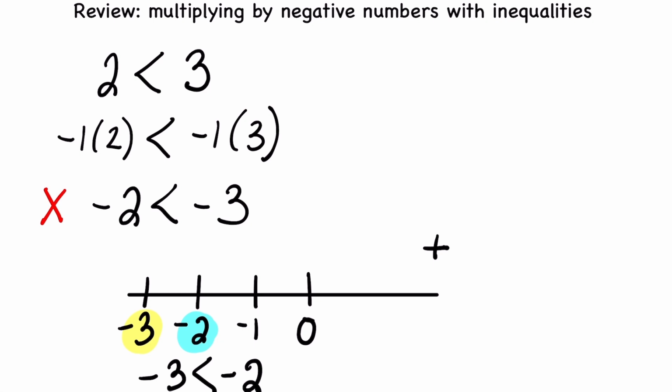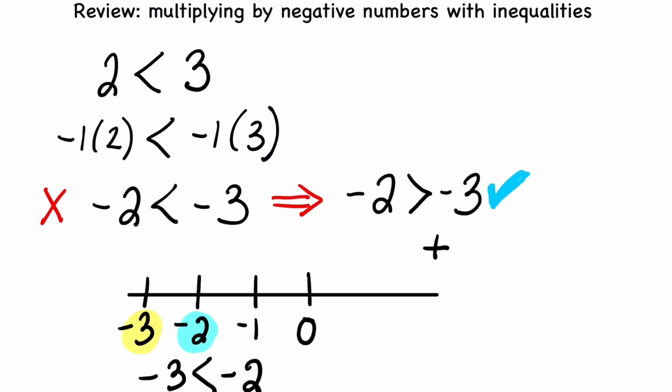So what would make this true? It would be true if we were to flip the sign. If we take that inequality sign and just flip it around, -2 is larger than -3. Now that would be a true statement. So when we multiply both expressions by a negative, we have to flip the inequality symbol.